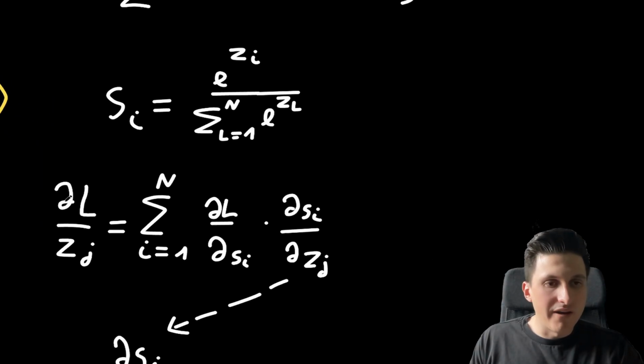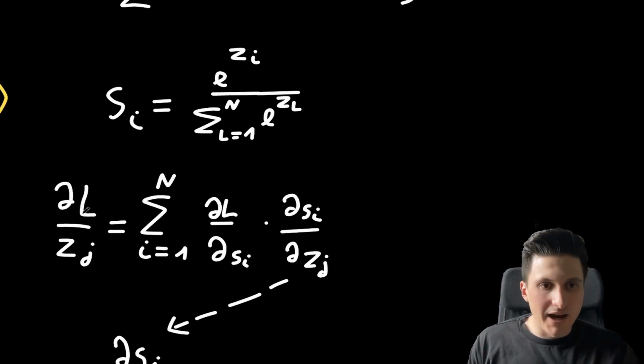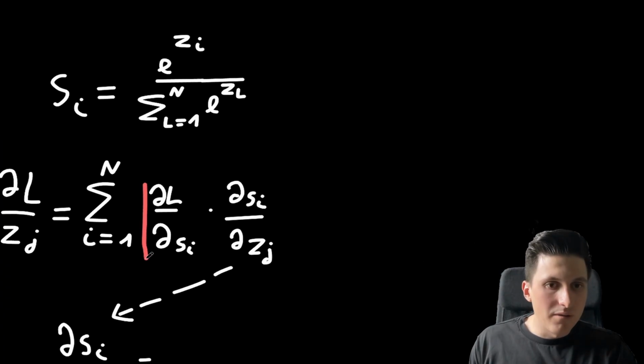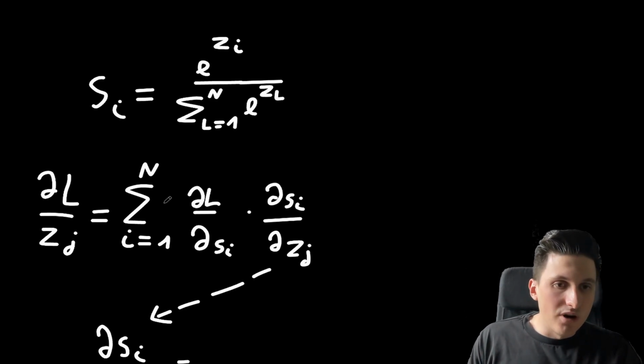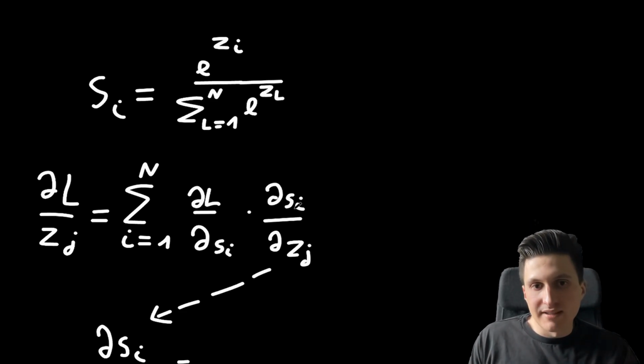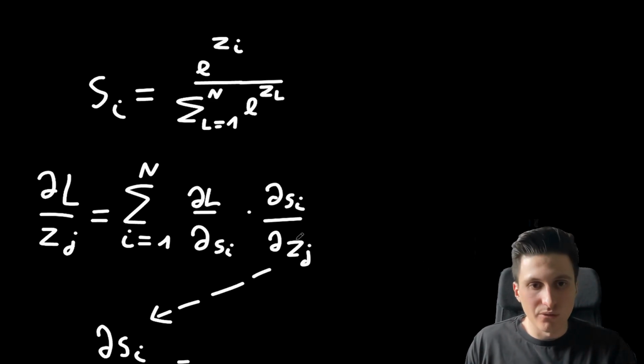And what you should do to derive the derivative of the loss with respect to a specific Z_j is take the sum over all the i's of the outputs of the softmax. Because we potentially need to propagate the gradient of the output, for each Si, for each Z_j I mean, we need to sum the derivative of the loss with respect to the softmax output Si, and multiply it with the derivative of that Si with respect to Z_j.